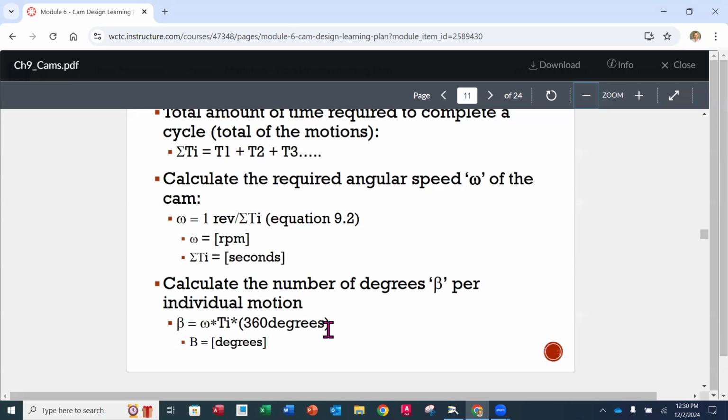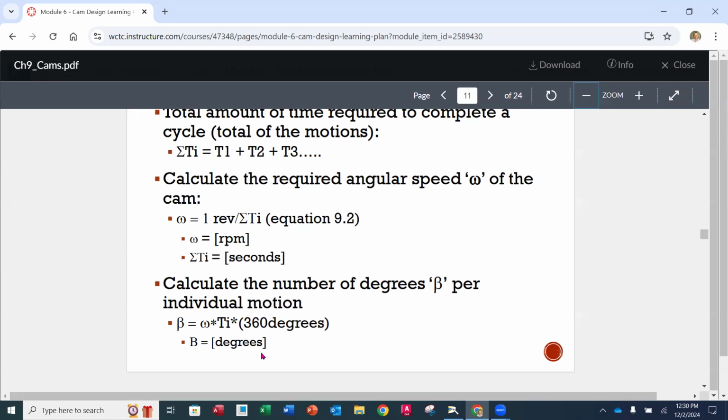And what this means is this is how many degrees each one of those individual motions takes of one revolution around that cam. So we are going to take the W and multiply it by whatever the time was on top here. So you'll get that opportunity.